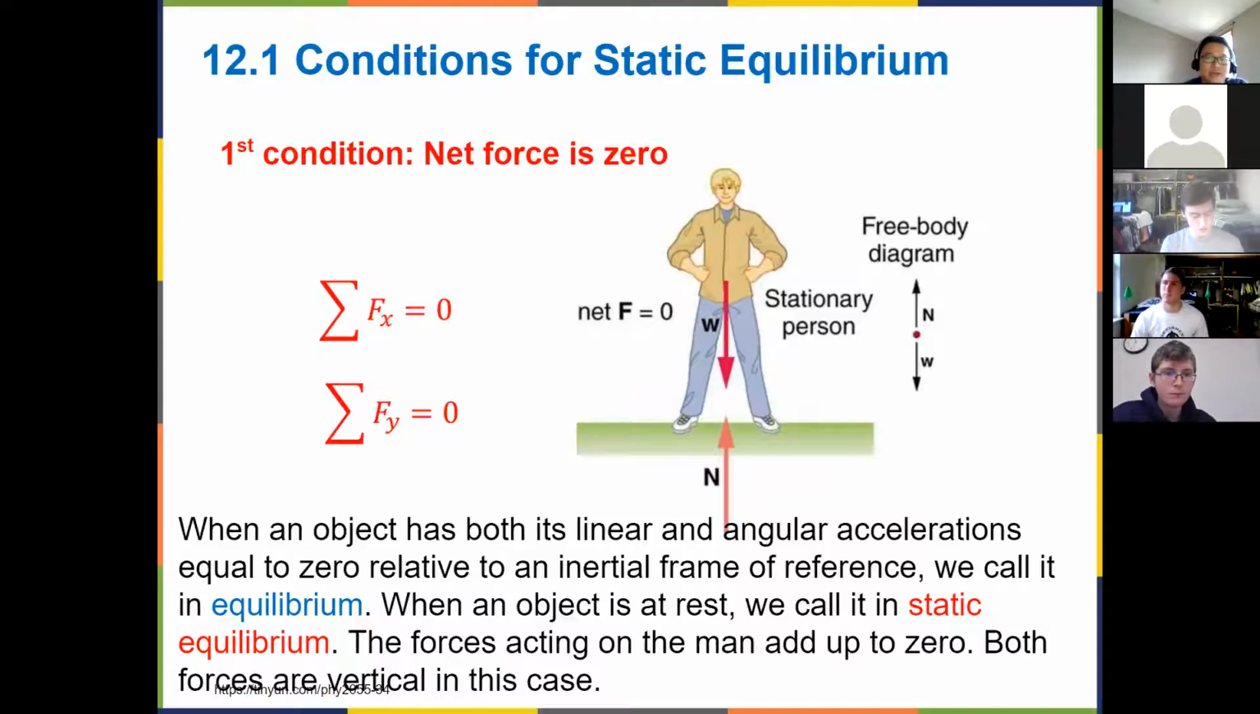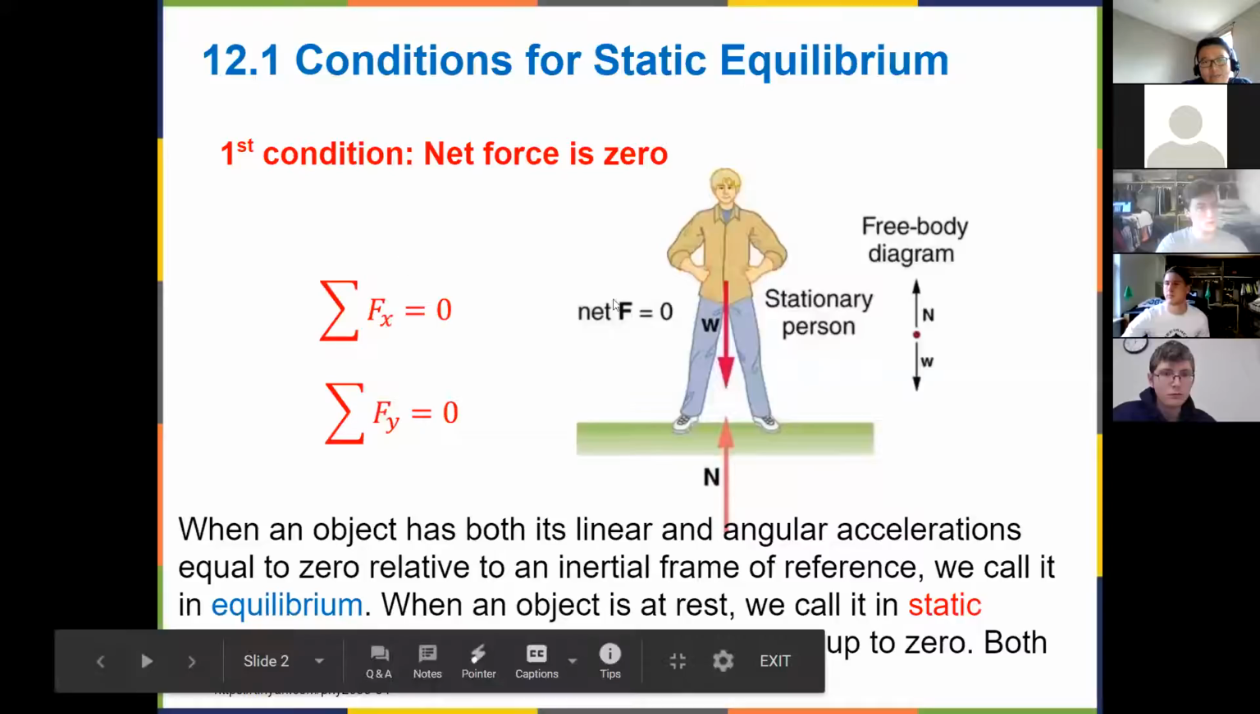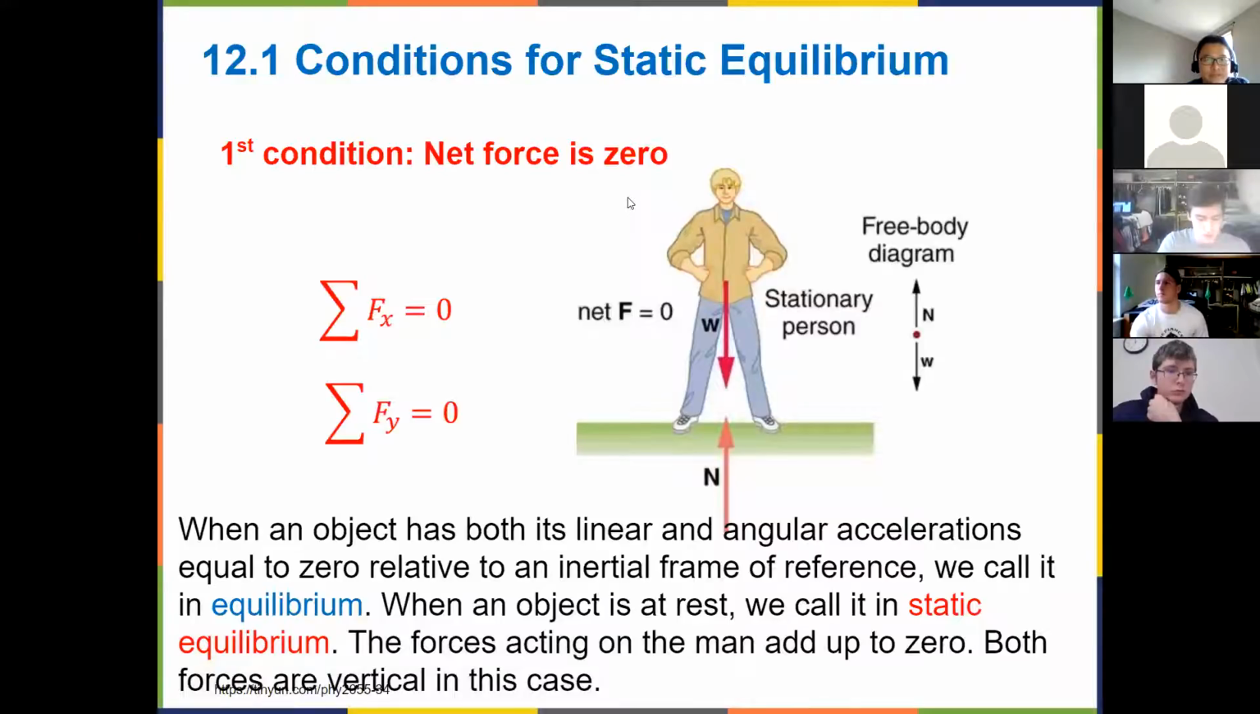If an object is in equilibrium, that means the net force is equal to 0. Depending on whether the object is moving or not: if it's not moving, then it's in static equilibrium. If an object is at rest, it's in static equilibrium. The first condition for static equilibrium is net force equal to 0. In a two-dimensional scenario, net force in x equals 0 and net force in y equals 0. You can expand this into three dimensions, where net force in z should also be equal to 0. So that's the first condition: net force should be equal to 0.